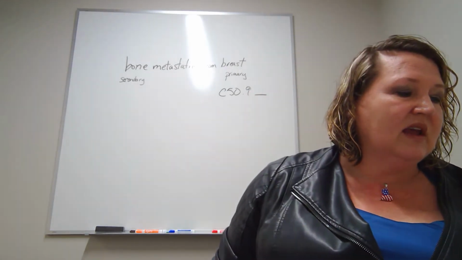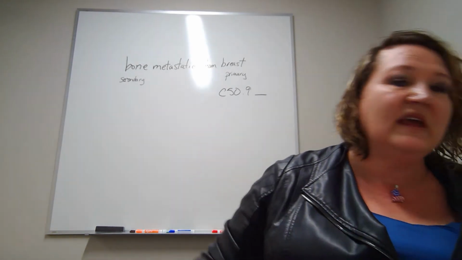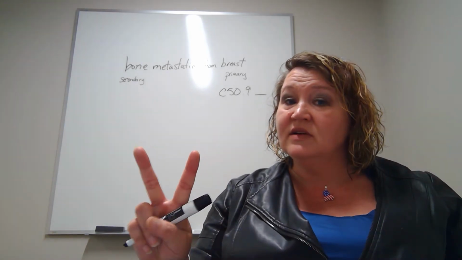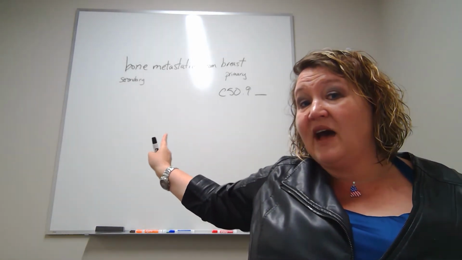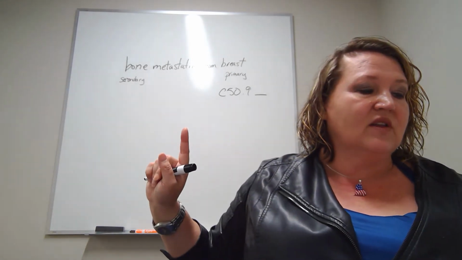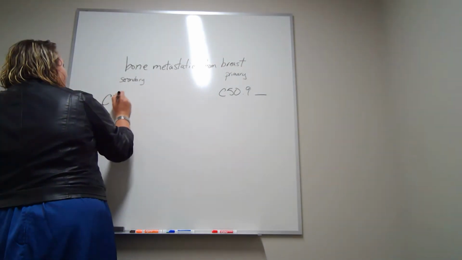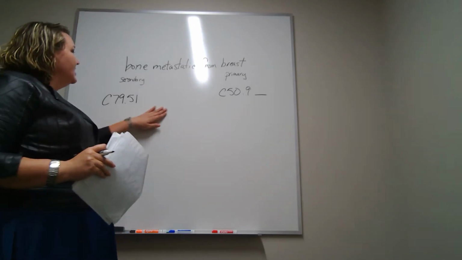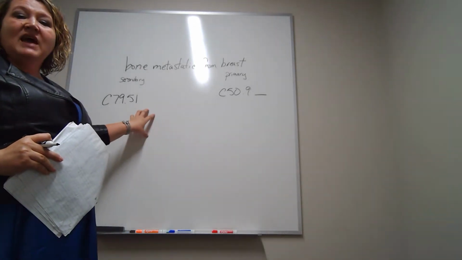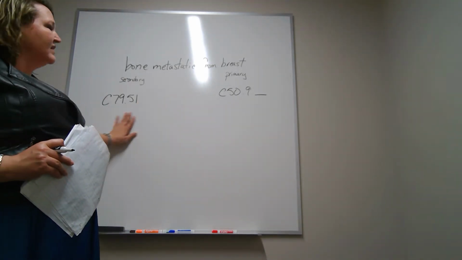So in this one, in bone, I'm going to the second column. It's very tempting to go to the first column, but it's a secondary site. So I am going to go to the bone, and it is C79.51. This is the code, and I'm just going to use this code in here, but we would always go to the tabular to make sure there is not any additional information, additional notes, things like that.